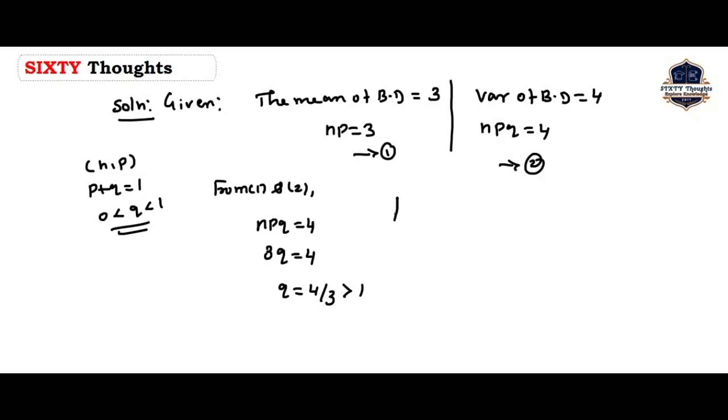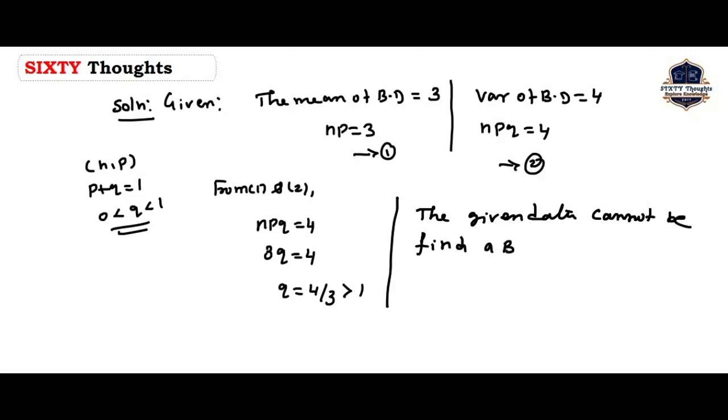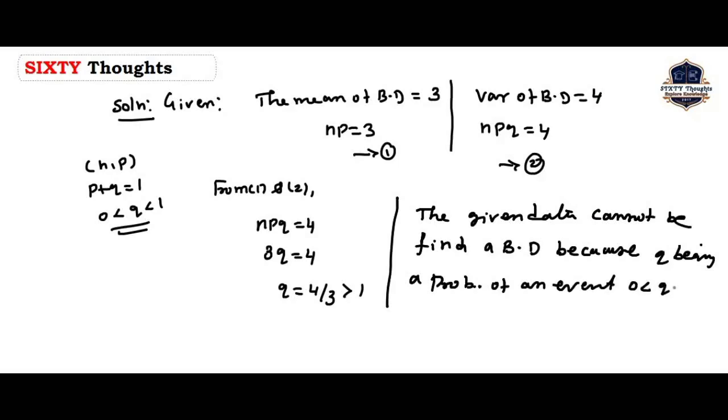So therefore we give the conclusion. Our conclusion is that the given data cannot be a binomial distribution, because q, being the probability of an event, must satisfy 0 less than q less than 1. But here our q is 4 by 3, which is greater than 1. Therefore the given statement is wrong.